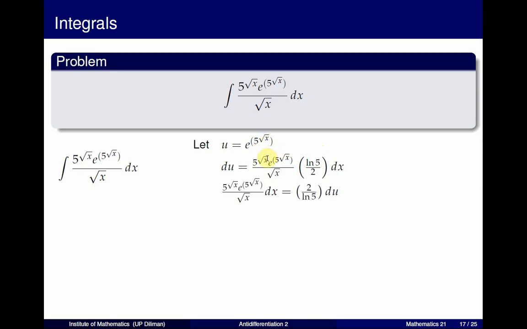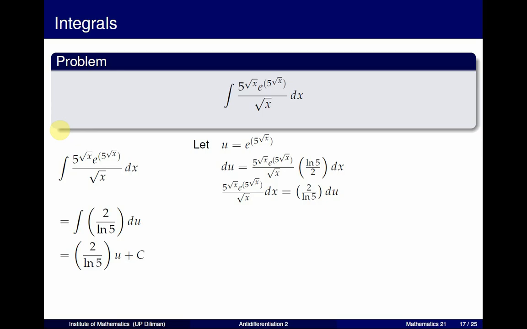So we can just solve for 5 raised to square root of x times e raised to 5 raised to square root of x all over square root of x dx in terms of just du. Indeed, it is 2 over ln of 5 du. So the integral becomes, this whole thing just disappears. It just turns into 2 over ln of 5 du. This is just the integral of a constant function. So it integrates to 2 over ln of 5 times the variable u plus c.